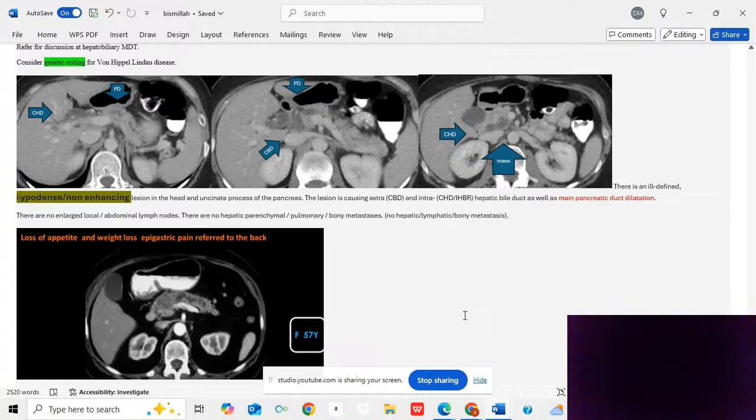Hello again. In this video, I'll show you two signs that will help you to detect even a teeny tiny pancreatic head cancer.